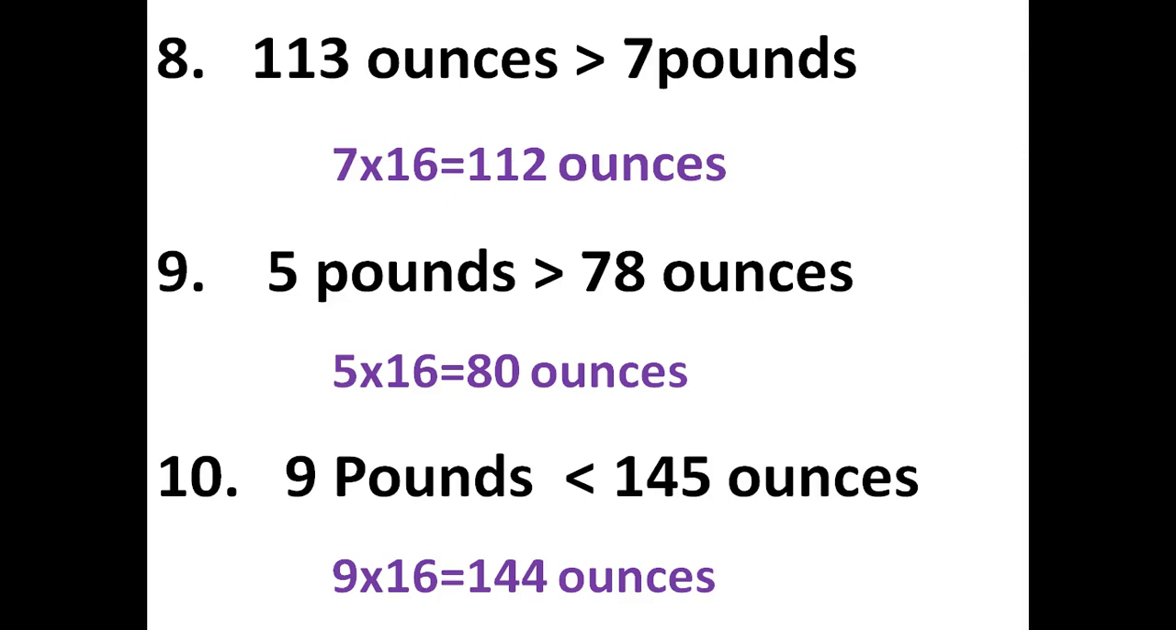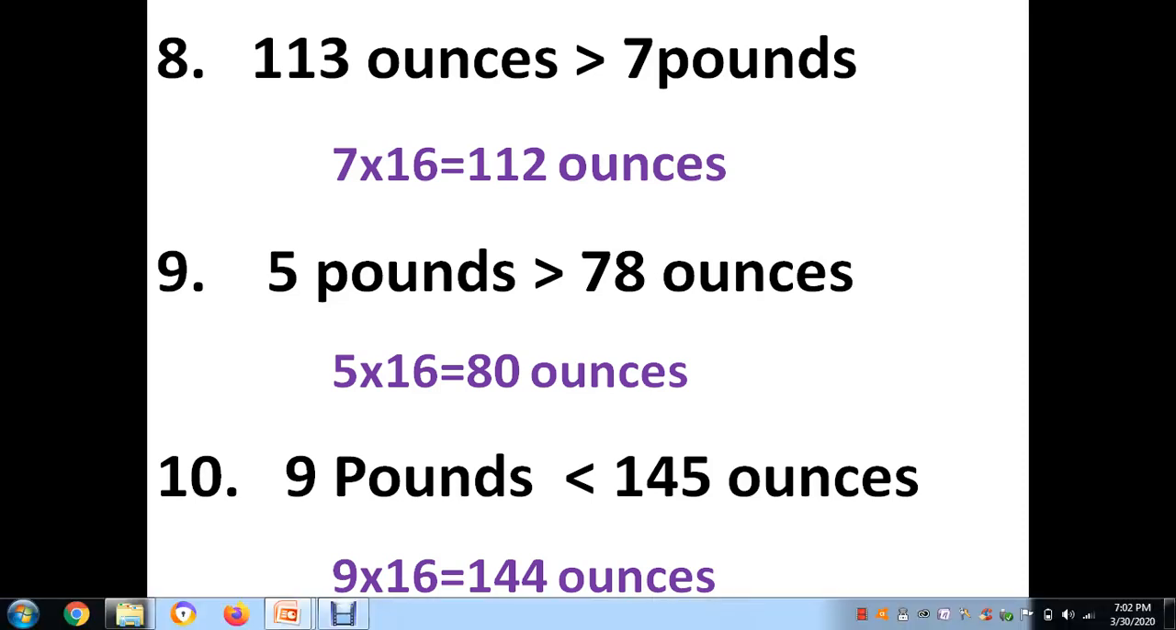Next number is 9. 5 pounds and 78 ounces. Let us see the conversion of pounds into ounces, multiplied by 16. 5 multiplied by 16 is 80 ounces, that is equal to 5 pounds. So 5 pounds, that means 80 ounces, is greater than 78 ounces. Okay.